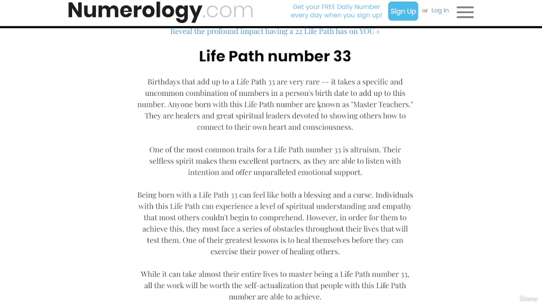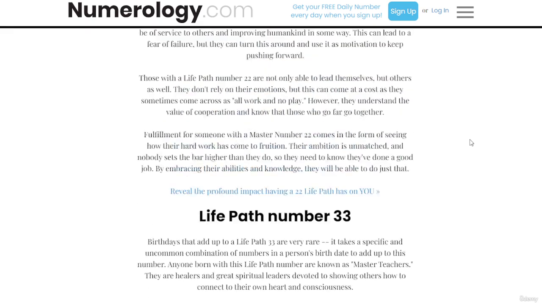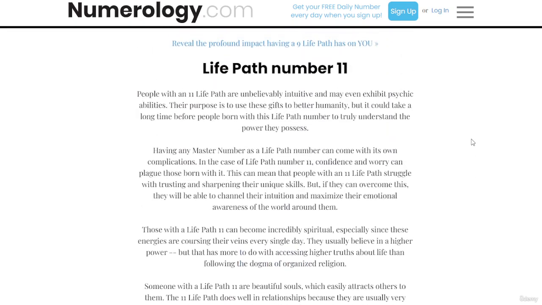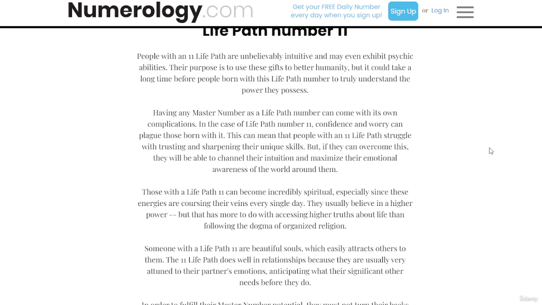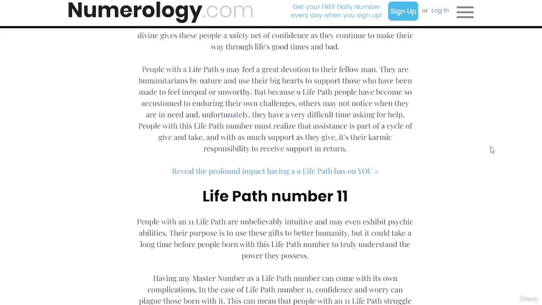Anyone born with life path number 33, for example, are master teachers. They're healers and great spiritual leaders devoted to showing others how to connect to their own heart and consciousness. One of the most common traits of such a number is altruism. A selfless spirit makes them excellent partners, and they're able to listen with intention and offer unparalleled emotional support. Basically, each one of these numbers is a bit more spiritually connected, and they're a bit more connected to being teachers or guiding people or being more empathetic, and even called an old soul.